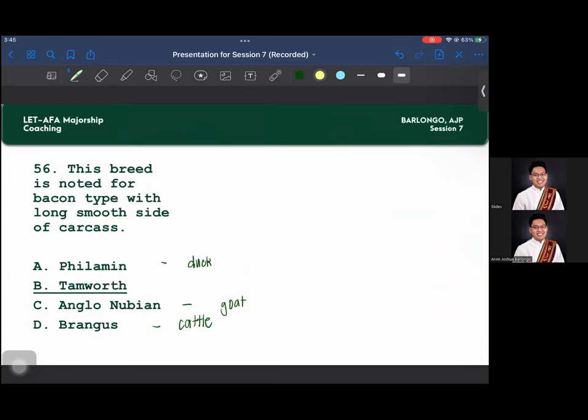So Philamine is a breed of a duck. Tamworth is actually a breed of swine. And so baboy ito. And ito yung ginagamit for bacon type. Anglo Nubian is a goat. And of course, yung Brangus natin, which is the combination of Brahman tsaka Angus, is a cattle breed. Alright, so duck, goat, cattle. So yung Tamworth, ayun lang yung bacon type. Ito lang yung pwedeng gawing bacon kasi siya is swine. Okay?